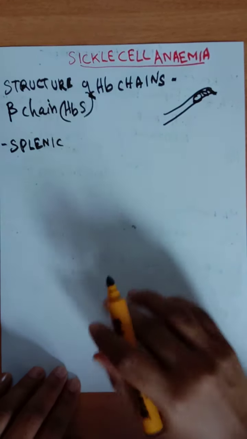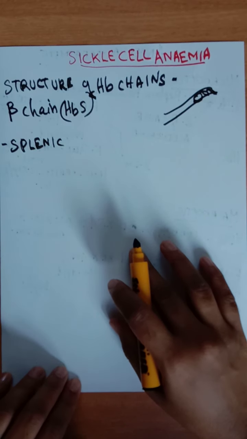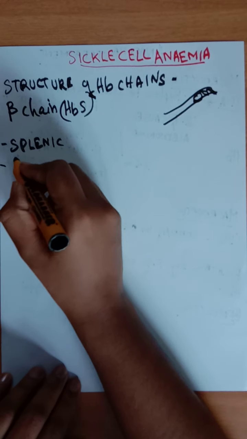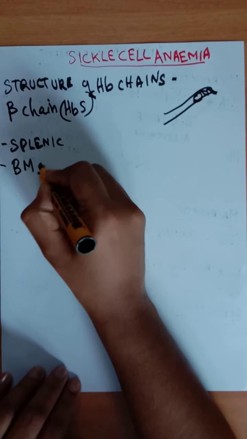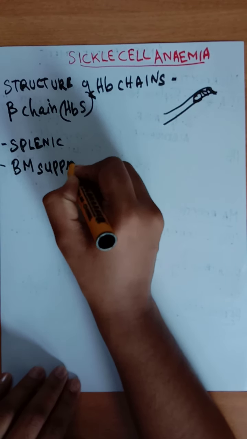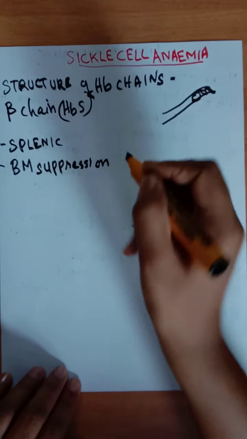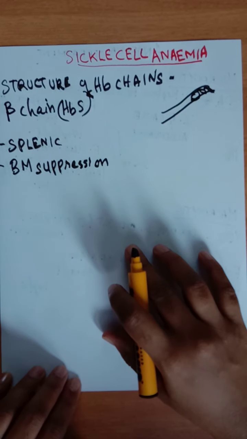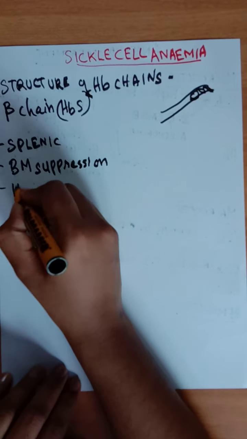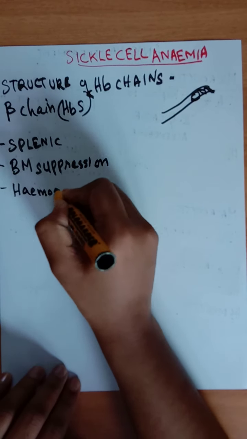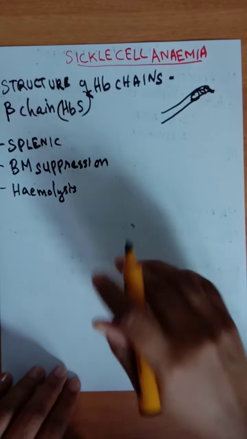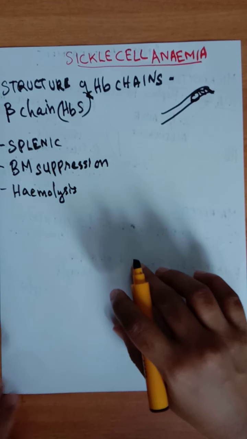and there will be acute painful enlargement of the spleen due to pooling of red blood cells, and there will be bone marrow suppression. This is mainly due to parvovirus infection, and there will be further hemolysis, and it is due to either infection or drugs.